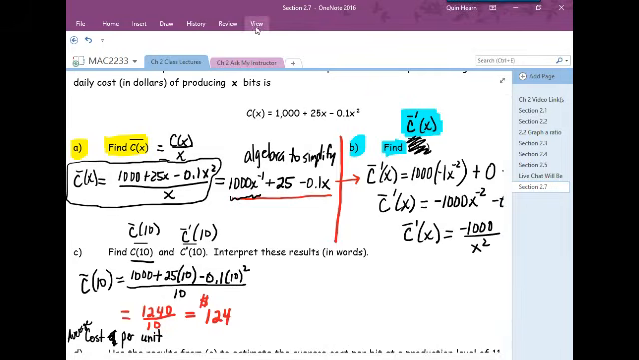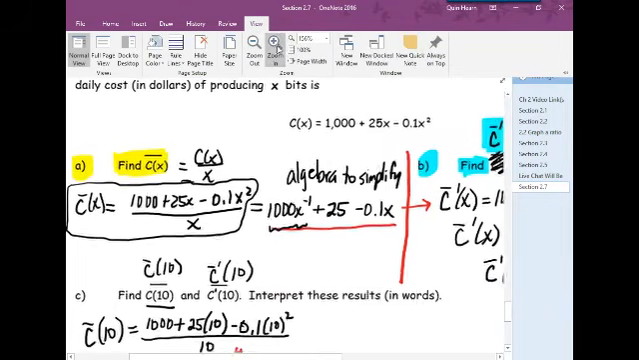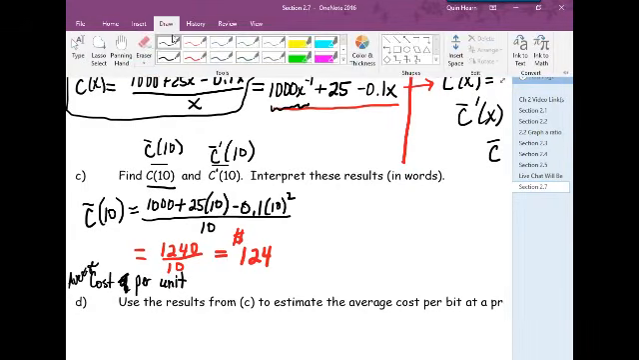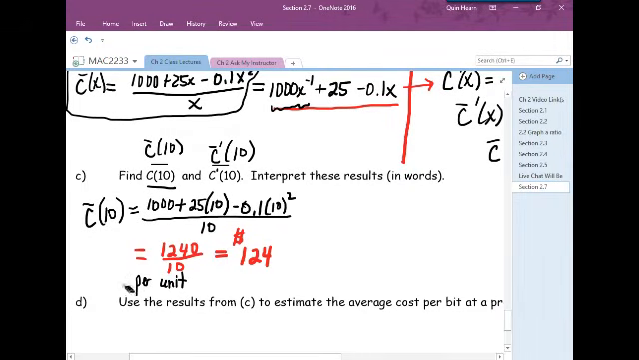This is tiny, isn't it? Let me zoom in. So what we're saying here is that the average cost per unit is $124 each to produce 10 units.